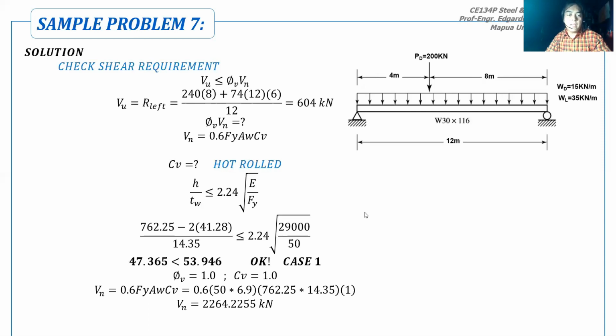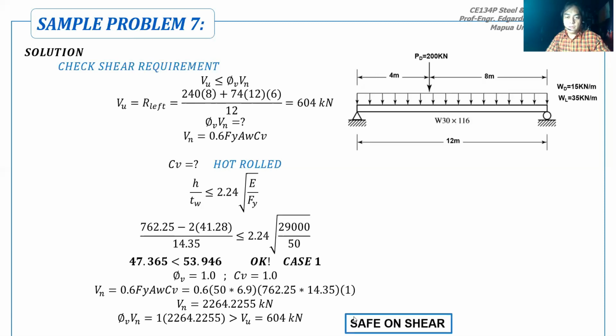Ayan, so after knowing V sub n, we solve for the design strength by multiplying it with phi. Yung phi natin is equal to 1 din. So therefore, lumalabas na yung V sub n is just equal to phi V sub n. Okay, so as you can see, yung phi V sub n natin is 2,200, tapos yung V sub u natin is only 604. So ibig sabihin, our design strength is even more than enough, diba? Greater than. More than triple ng V sub u natin. So therefore we can conclude that the beam is also safe on shear.